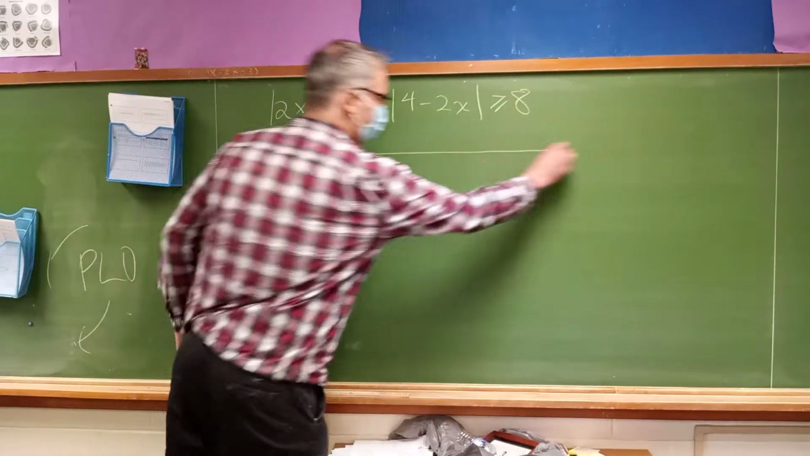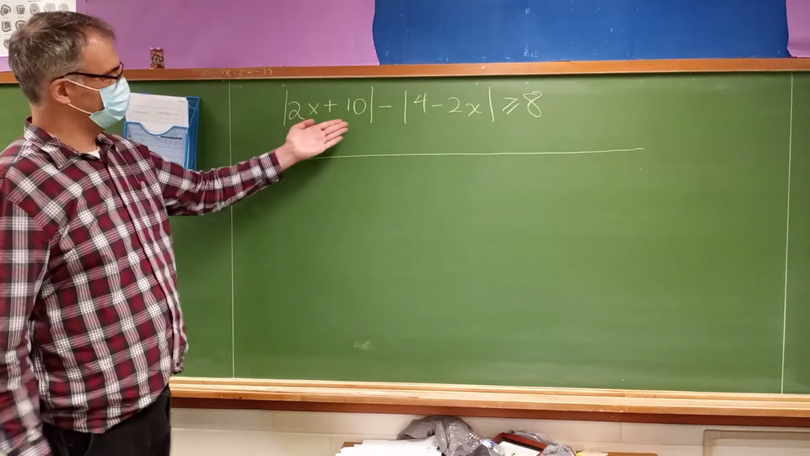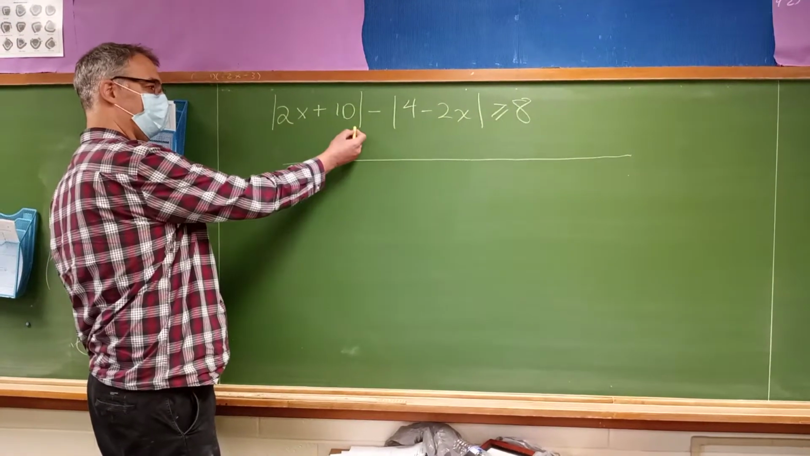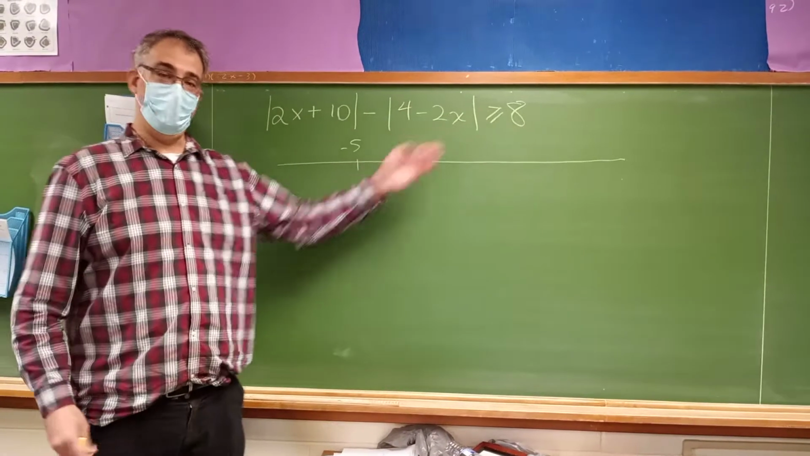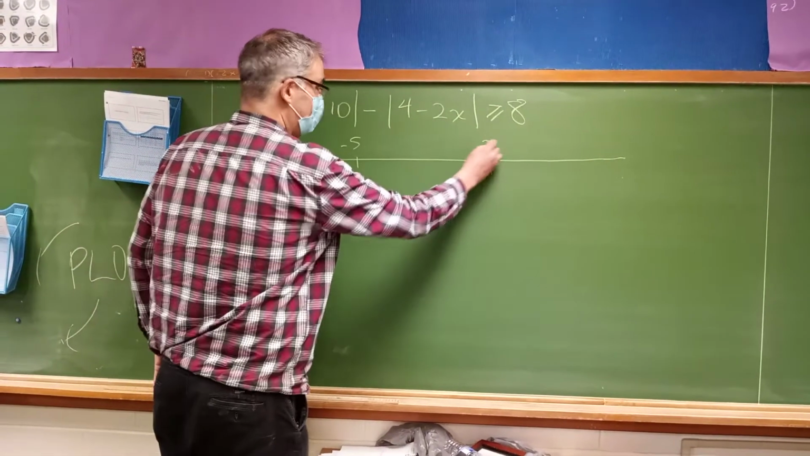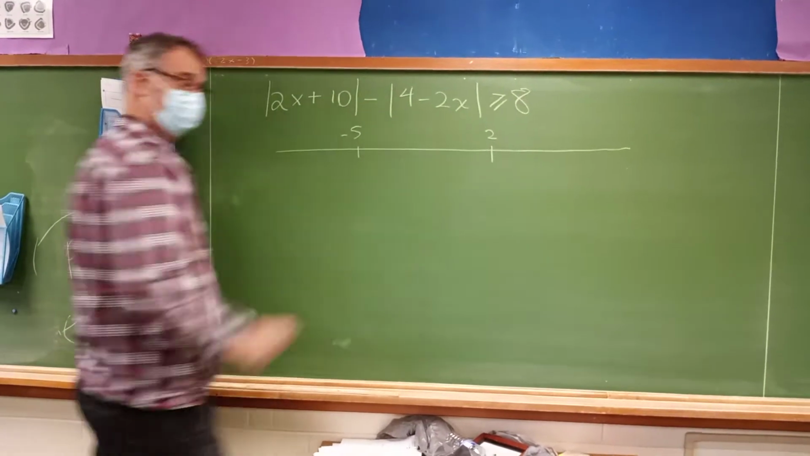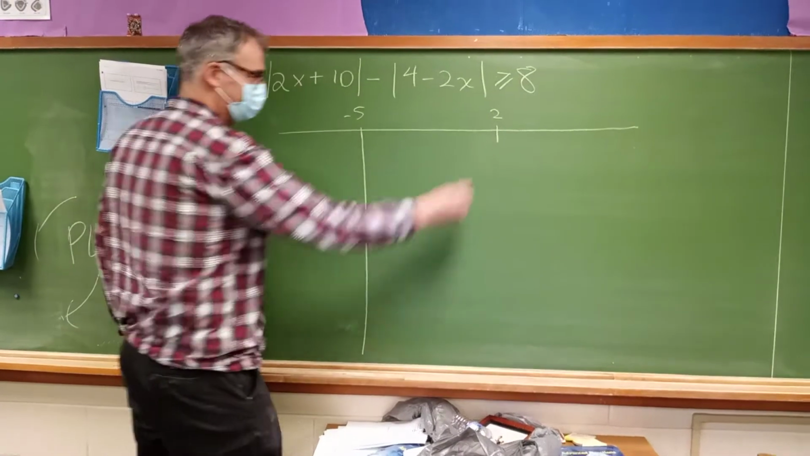So what do we do? Well, first thing I do is I figure out the zeros of each of the interiors of these absolute values. The zero of that is -5. The zero of that is 2. Because -5 makes that equal 0, and 2 makes that equal 0. So now, I build walls.